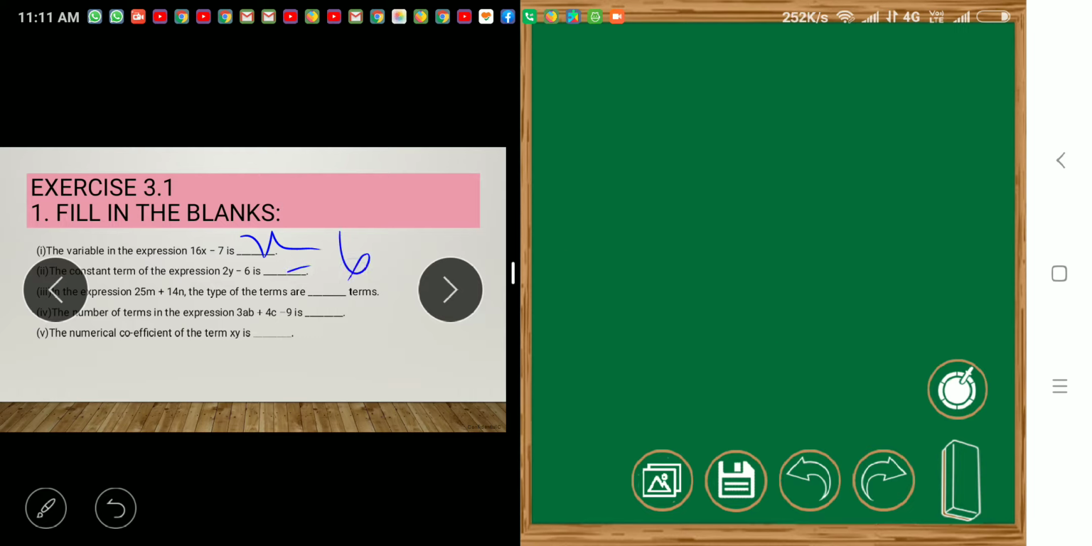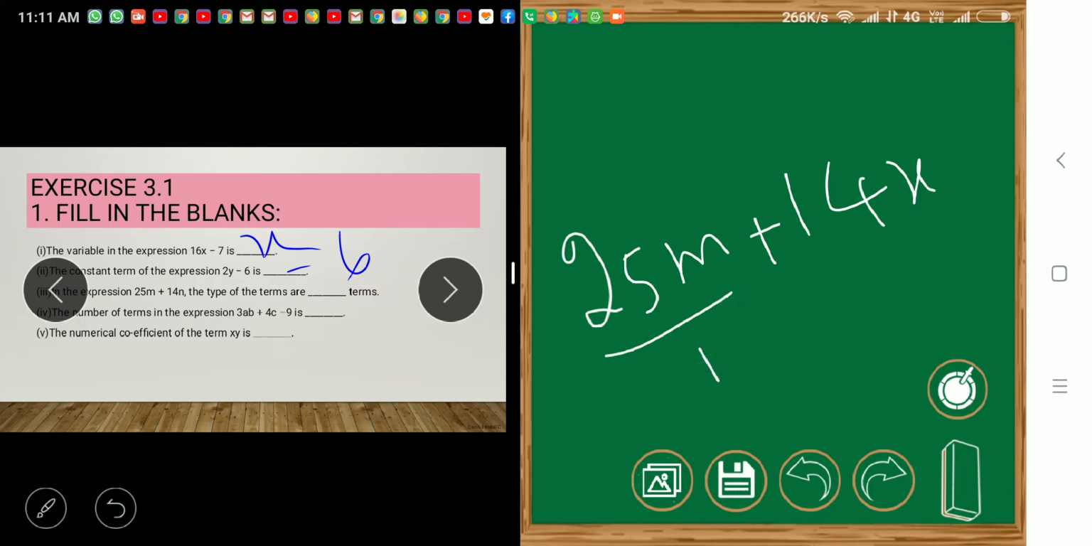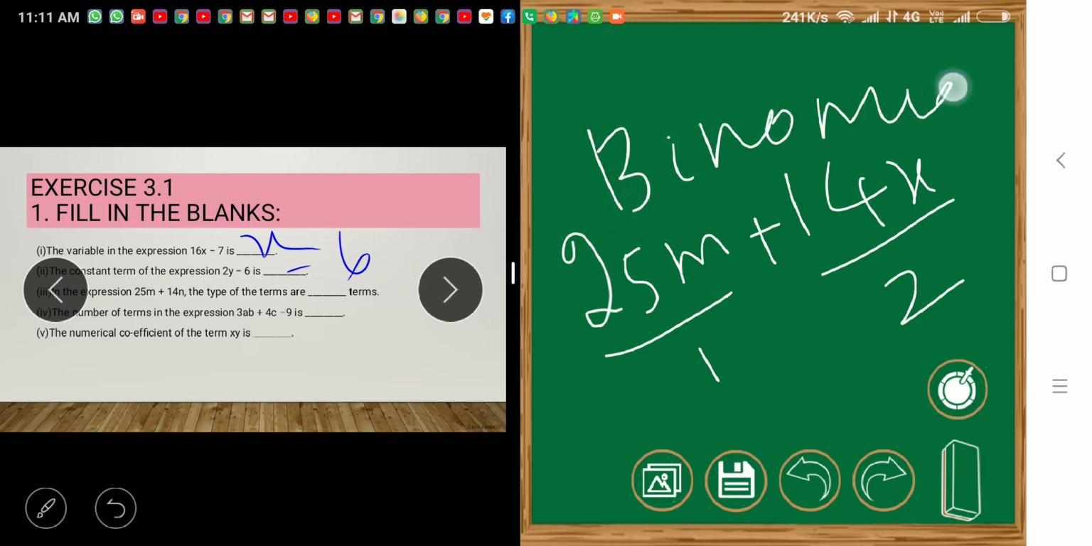Next one. In the expression 25m plus 14n, which type of expression is it? Means whether it is a monomial, binomial or trinomial. First, to know that, count the number of terms in the algebraic expression. It is 25m one term and 14n another term. We have two terms, so it is binomial. So we can write binomial here.